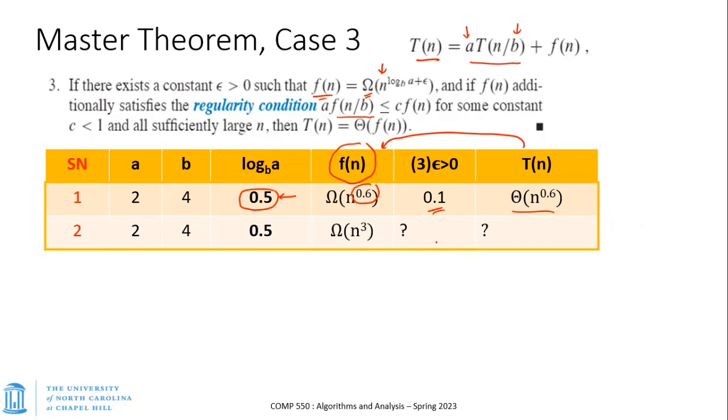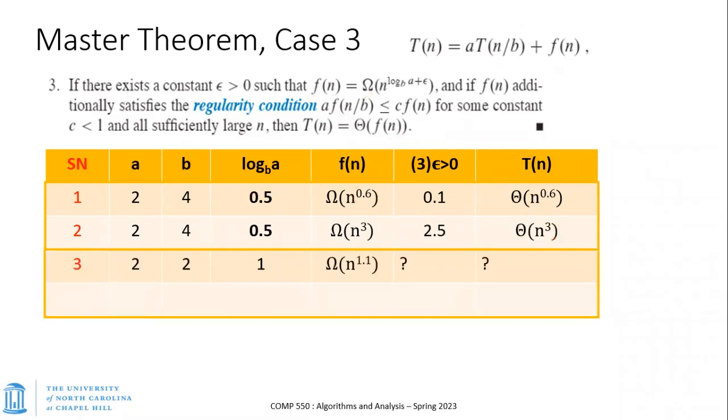Let's take a look at this example. By now, hopefully it should be fairly clear. What's epsilon over here? Epsilon is 2.5. And what would be theta? n to the power of... So it would depend on f of n. So it would be theta of n cubed. It simply depends on f of n. If f of n has higher complexity, it's almost becoming part of intuition that you can just pick this up.